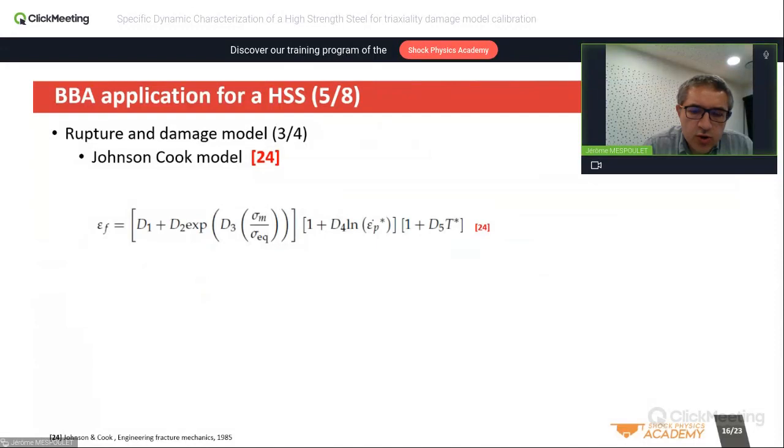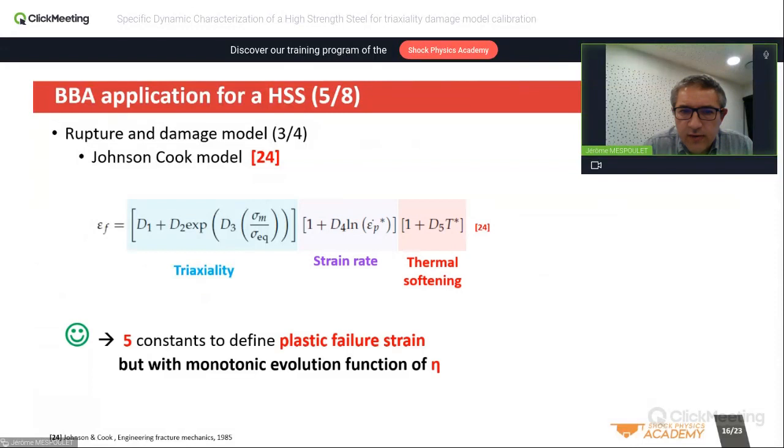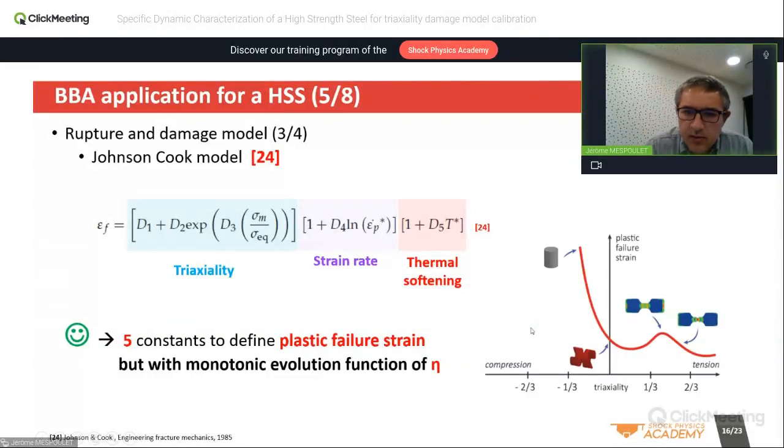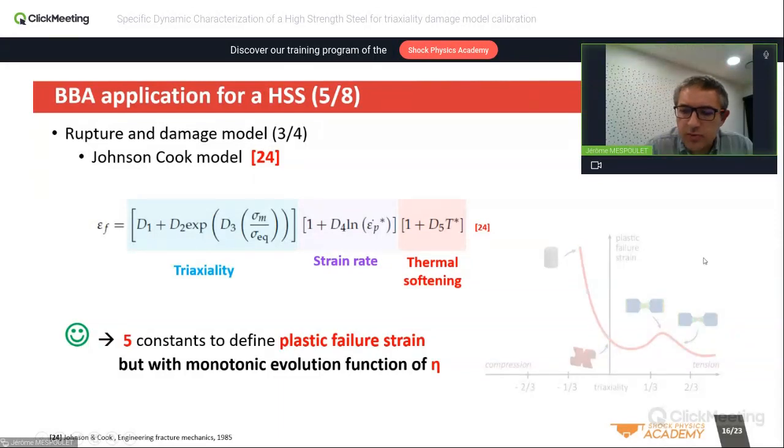So, if we come back to the Johnson-Cook classical models, you see you have the triaxiality here, you have the strain rate, and the thermal softening. So here again you have 5 constants. We only spoke before about the triaxiality, but also you have the strain rate and the thermal softening. And they are still monotonic in terms of evolution as a function of the triaxiality. But as you can see here, you have only the exponential, and so you cannot represent such a rupture in the model. So it cannot represent such kind of response.